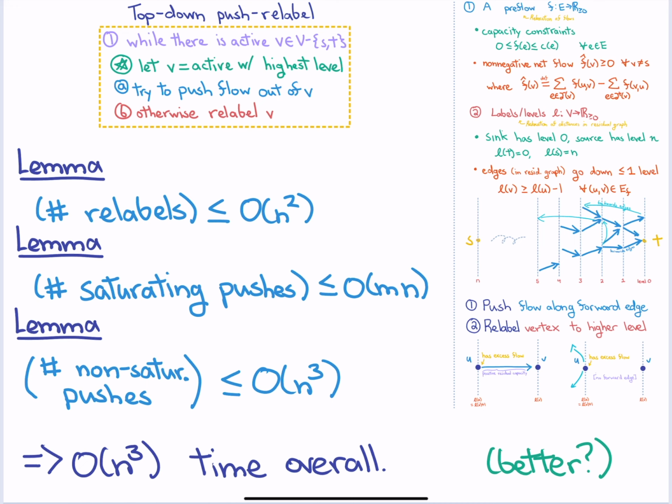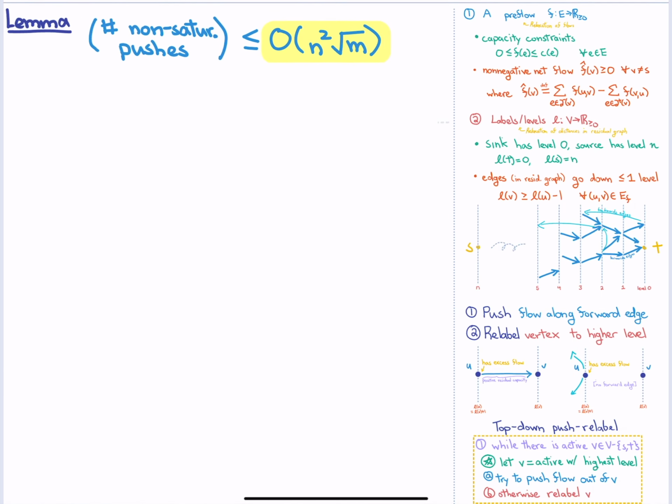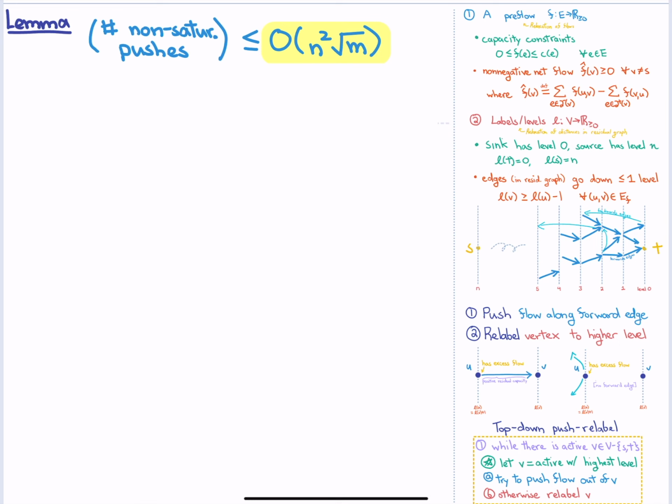Can you do better than n cubed? N cubed is now our best running time. We're making improvement. And I want to try to argue that we can get it down to n squared square root m, so even better. I know that once we run out of time, you guys don't want to guess anymore, so let me just go through the proof.